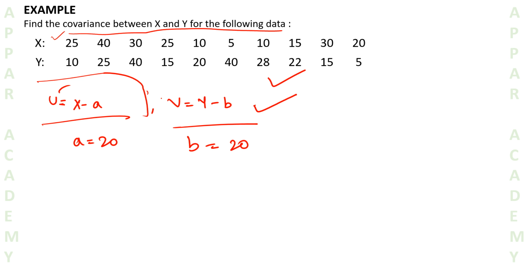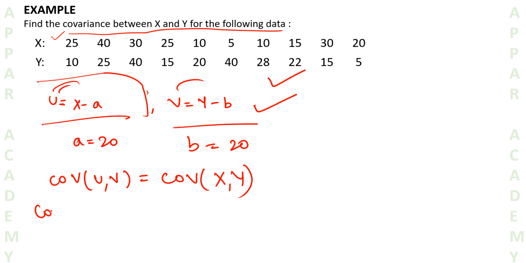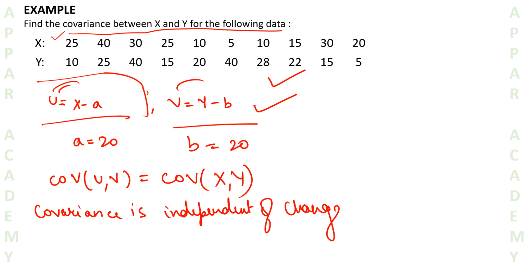Now, what if I express u and v in terms of x and y? What if I simply find the covariance between this u and v? Can I say it will be the same as x and y? That is, covariance between u and v will be the same as covariance between x and y. Why? Because covariance is independent of change in origin. That is, simply adding or subtracting a number to the entire set of observations of a particular variable will not impact our covariance, right?